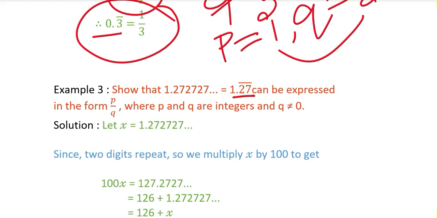Two digits are getting repeated, 2 and 7. So which number do we need to multiply? We need to multiply by 100. Alright, now you can see there is an extra number here. This 1 is an extra, which was not in the previous question.